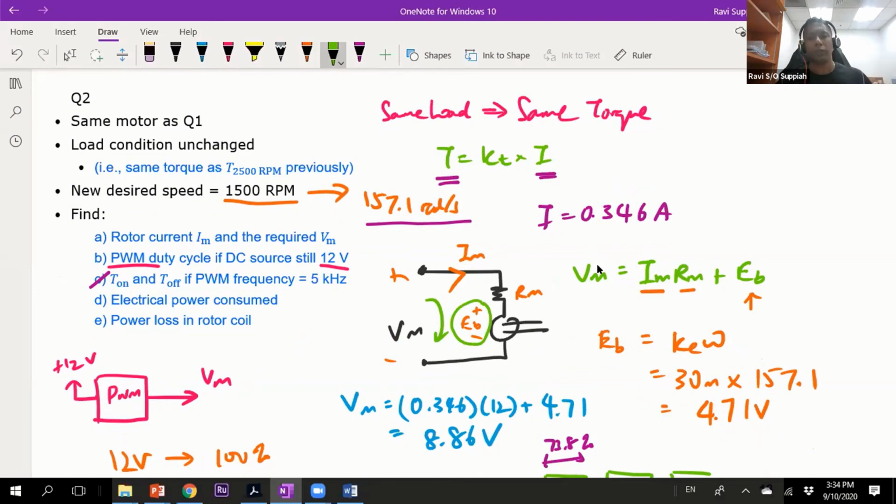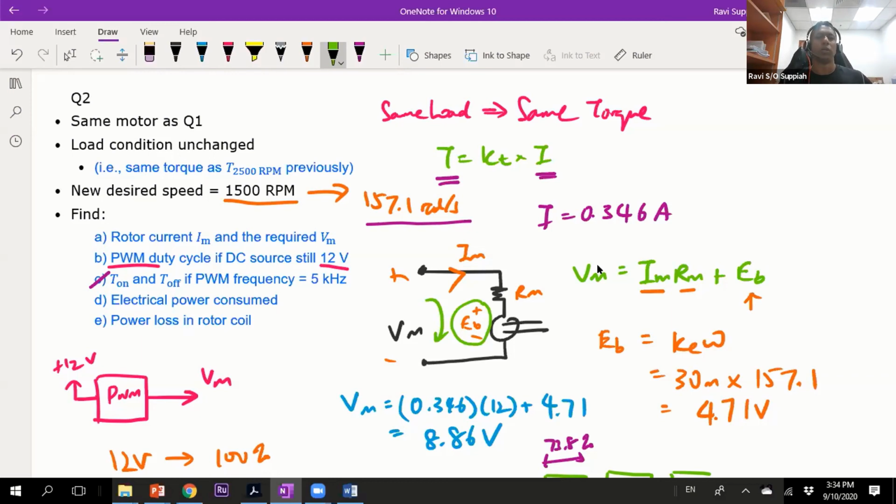Correct? So if it's free running, that means there's no load, your speed can be very high. When your speed is very high, your back EMF is also very high. So there will come a point where your VM and your back EMF are almost the same. Theoretically, you can say that EB may rise to a point where it is almost the same as VM, and then there is no current flow. But of course, since there are losses within the motor, in the internal resistance, your EB will always be a bit lesser, so the current will always be there.